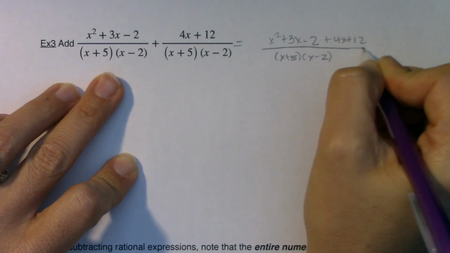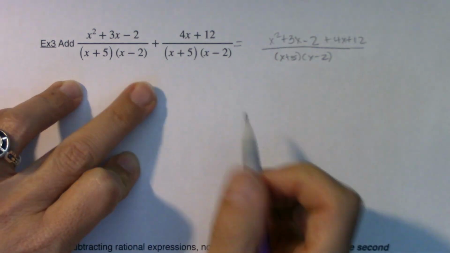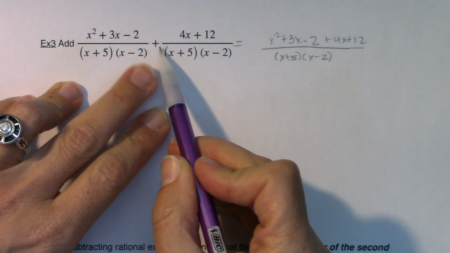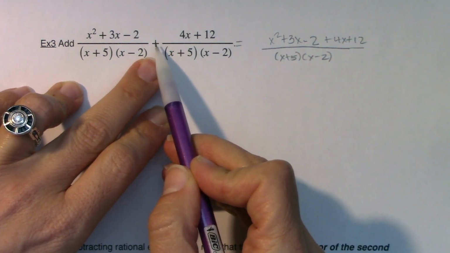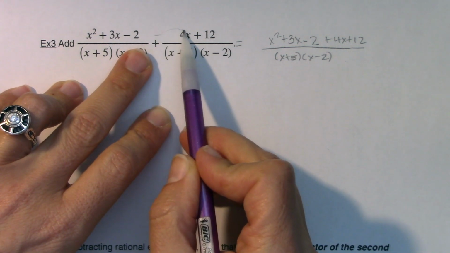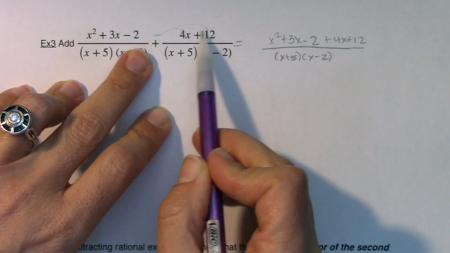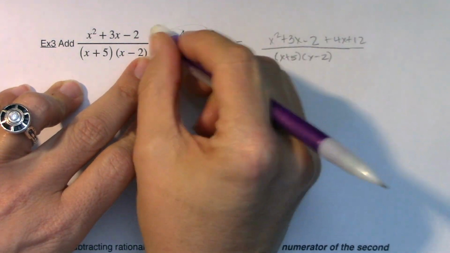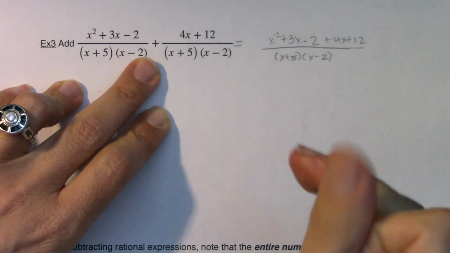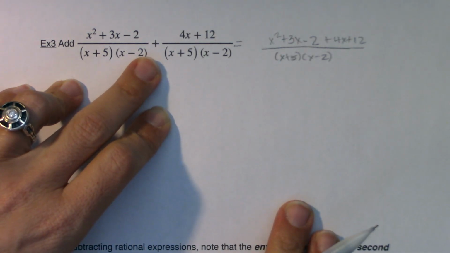Now something I mentioned back on example 2, just to preview: if this had been a subtraction sign, and it's not, but if it had been, I would have had to distribute the minus to the 4x and the 12. So I just want to give you a preview of what's to come, that we want to be careful when we have subtraction, and we're actually going to see that in the next example.